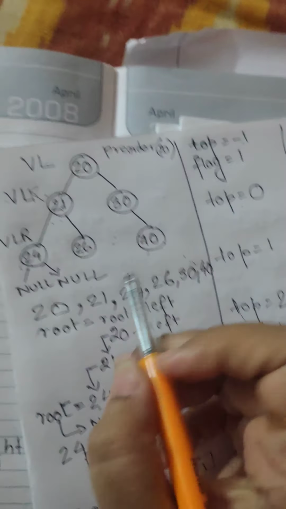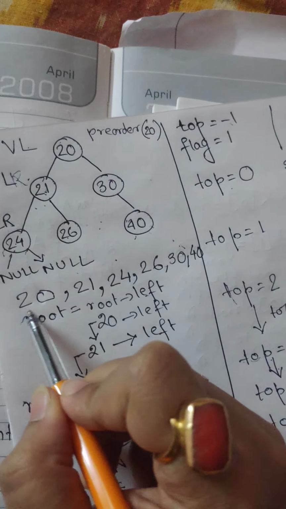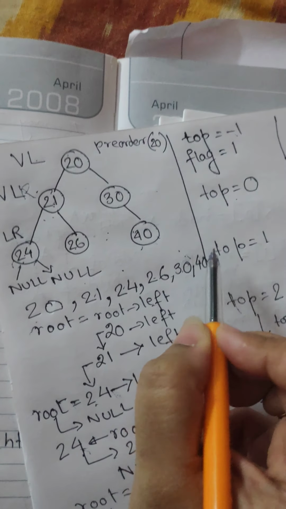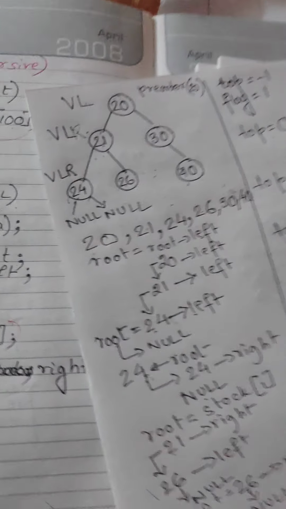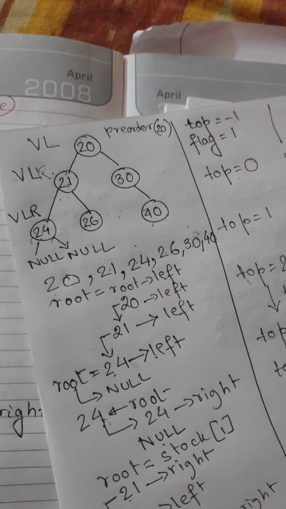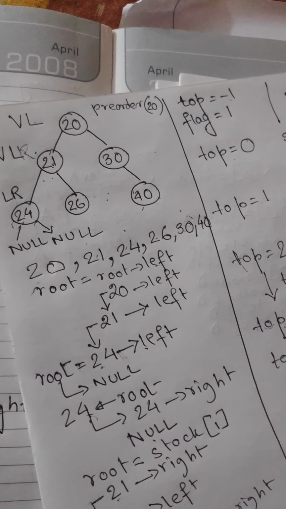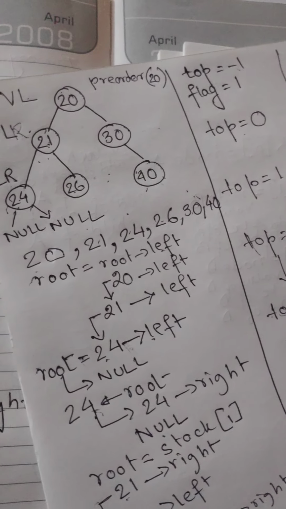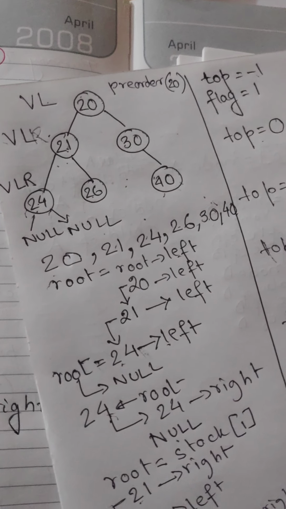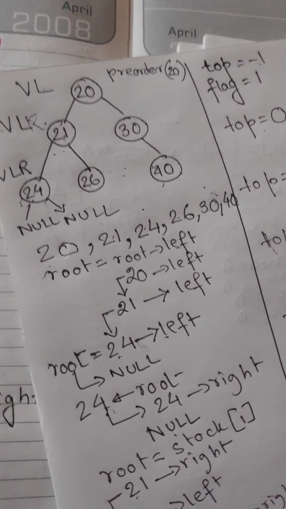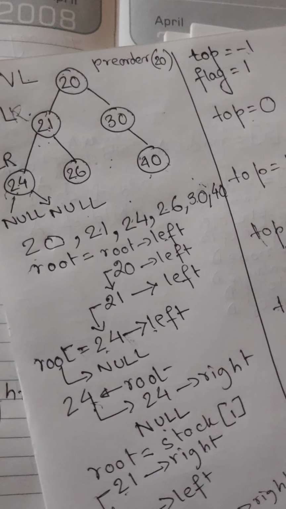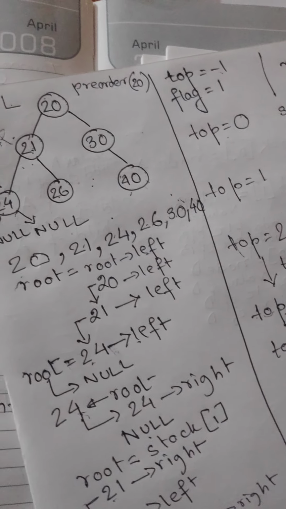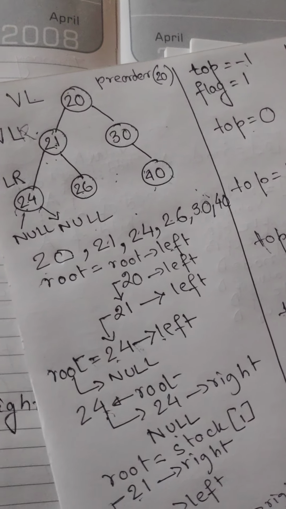So you see, you get this pre-order traversal: 20, 21, 24, 26, 30 and 40. So when you are not using the recursive method of pre-order traversal but the non-recursive method, you basically use the concept of a stack to implement the pre-order traversal technique.